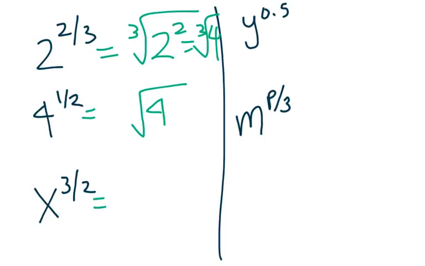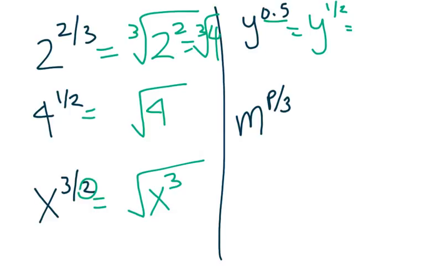X to the 3/2, this is the same as saying we're raising x to the 3rd power and then taking the square root of x. Again, I don't need to write that index 2 over there. Y to the 0.5, well, 0.5 can be rewritten as 1/2, and we know that anything raised to the power of 1/2 is the same as the square root.